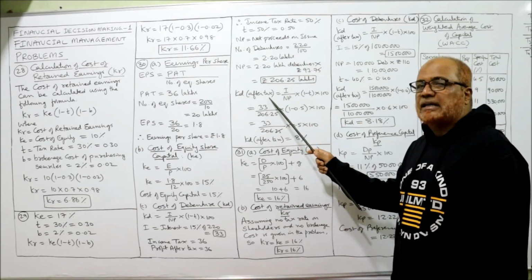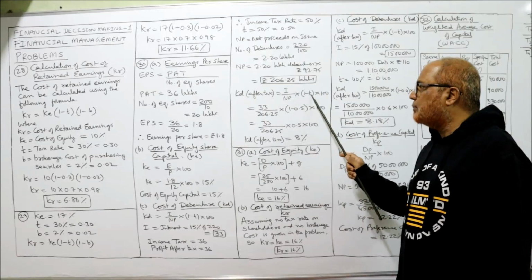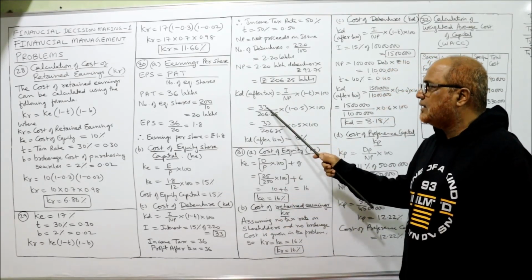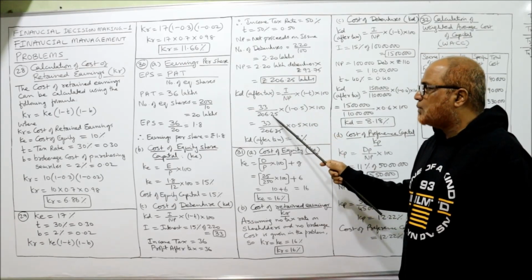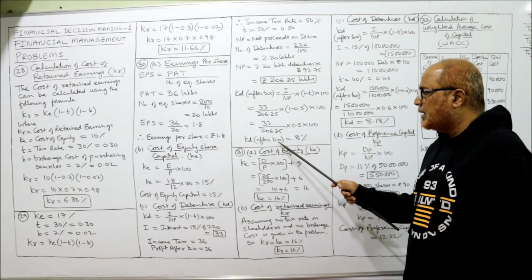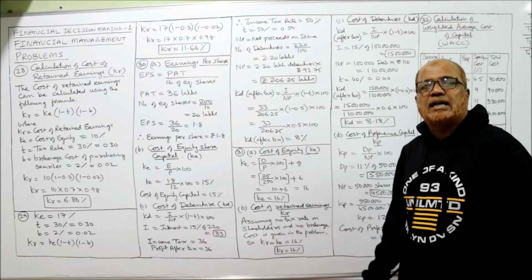Now KD after tax: I divided by NP into 1 minus T into 100. All the variables we have calculated. I is 33, NP is 206.25, tax rate is 0.5. Now you multiply, you will get 8% as the KD.